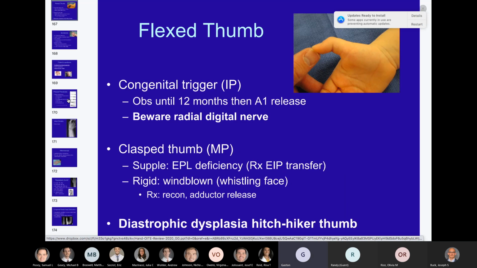If the thumb is flexed, if it's the IP joint flexed, then it's a congenital trigger thumb. Wait until they're at least a year or two old, stretching in the meantime. If that fails, surgery. If you do surgery, structure at risk is the radial digital nerve. If it's the MP joint that's flexed, that's called a clasped thumb. It's usually an EPL deficiency. Treatment would be an EIP to EPL transfer. Also, don't forget the diastrophic dysplasia. Those little dwarfs get the hitchhiker's thumb. That's the classic thumb associated with them. Next slide.